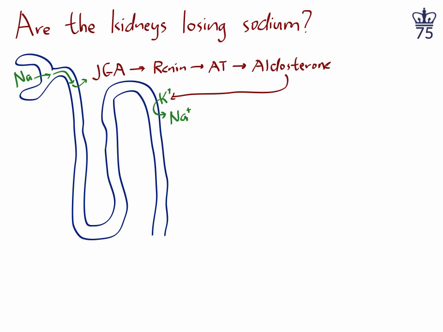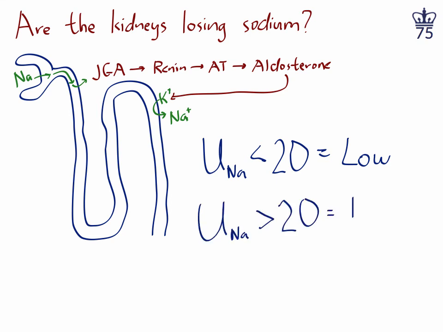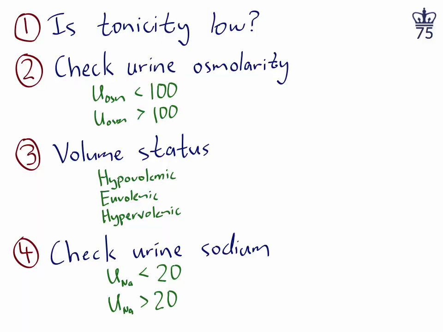So what level of sodium is used to form this cutoff? In general, a urinary sodium level less than 20 is considered to be low, while one greater than 20 is considered not to be low. That concludes this video on the approach to hyponatremia.